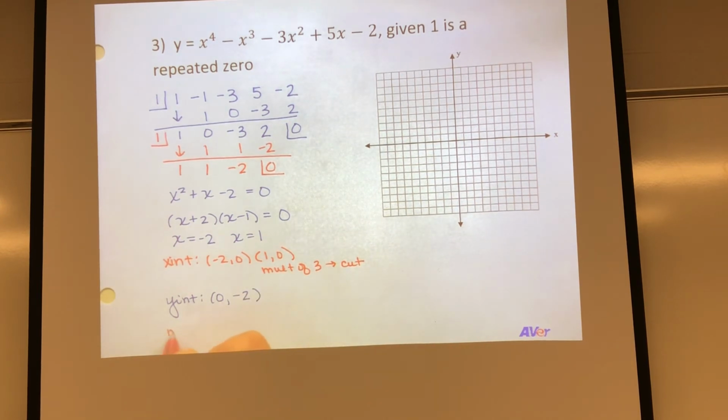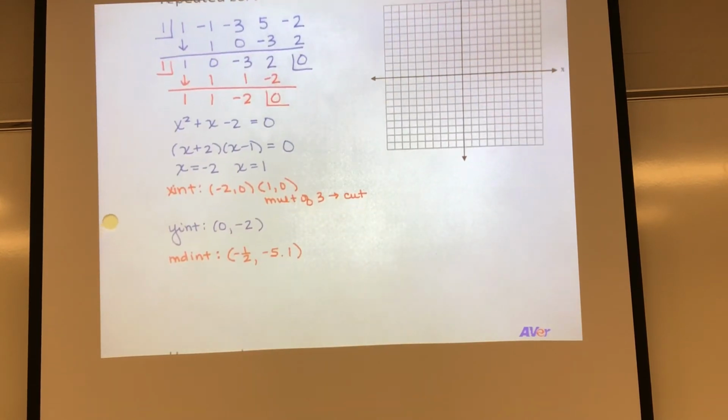The mid-interval is when we have to find the average of -2 and 1. That would be -1/2. Put it back into your function. And we find out that the y value is -5.1.